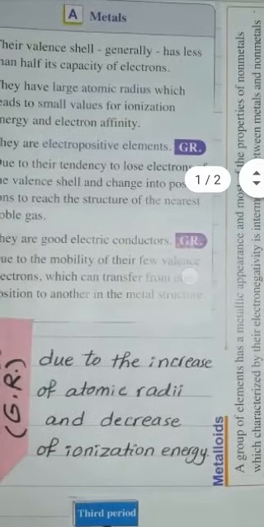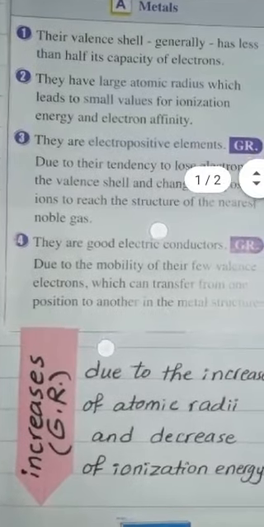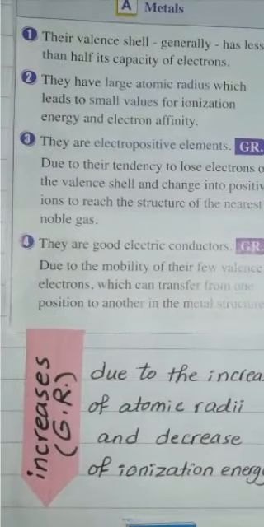Third point of comparison, metals are electropositive because they have ability to lose valence shell electrons and change into positive ions to reach the structure of the nearest noble gas. The most electropositive element in the periodic table is cesium, which is located at the bottom of the left side in group 1A of the periodic table.